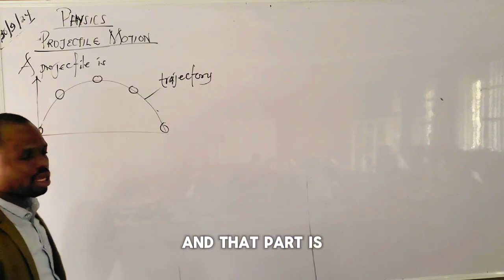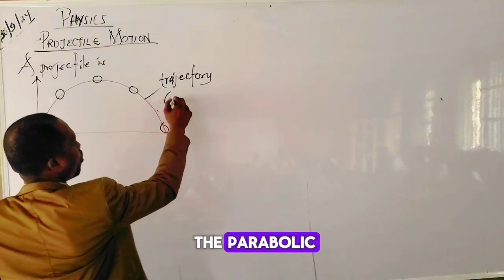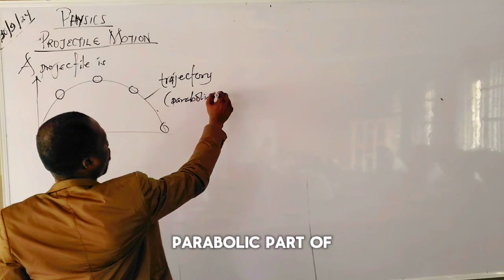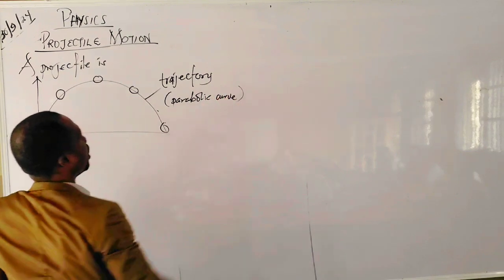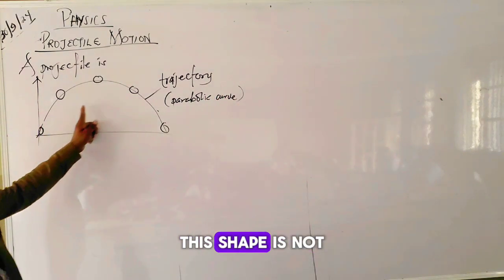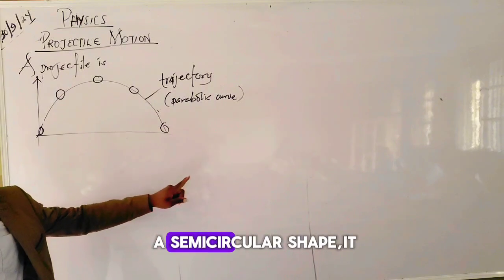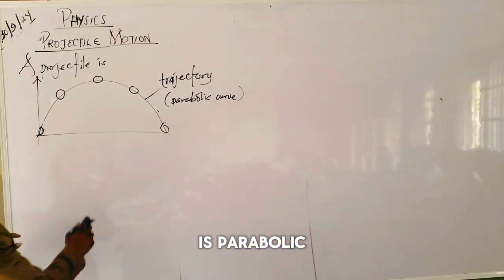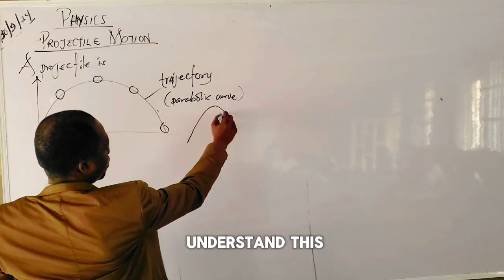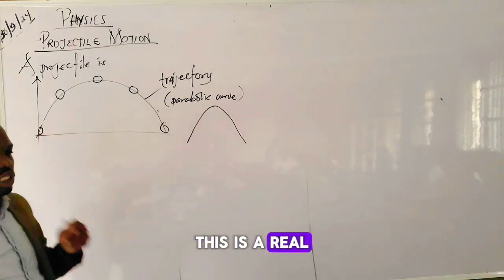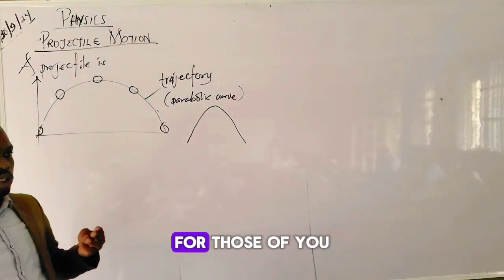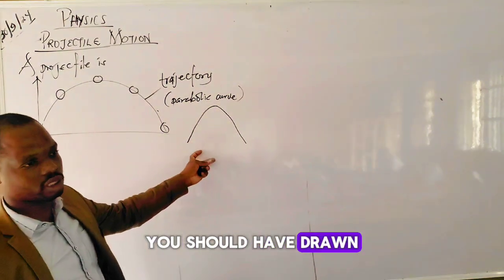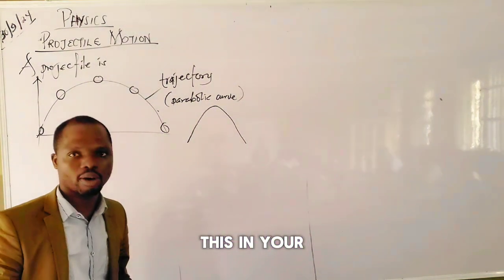And that path is a parabolic path or curve. You will see this diagram, this shape is not a semicircular shape, it's parabolic. Maybe if I've drawn it this way, you understand. This is the real shape of a parabola. For those of you that are technical students, you should have drawn this in your work.